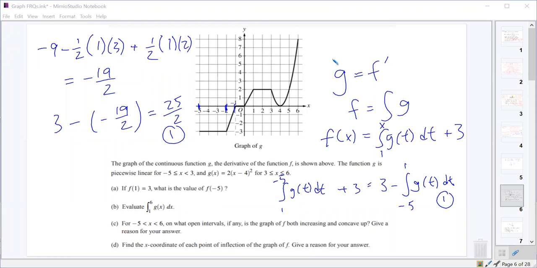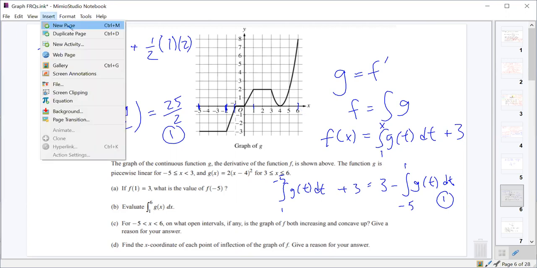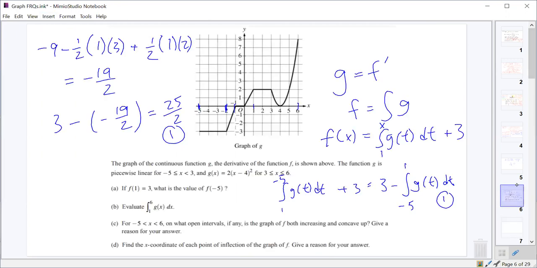Okay. Part B, find the integral from 1 to 6 of g of x. Well, all we have to do for that is just find the integral, right? We're just looking for the area underneath the curve from 1 to 6. So we'll do each piece of this separately. The first piece is just this square. That square ought to have an area of 4.